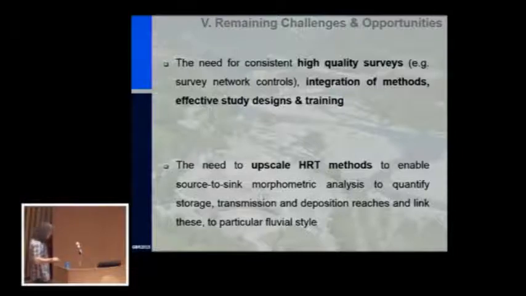So finally, we need to scale these high-resolution topography methods to enable us to look at the source, to do morphometric analysis, to quantify storage, transmission and deposition reaches, of course, and link this to particular fluvial styles.